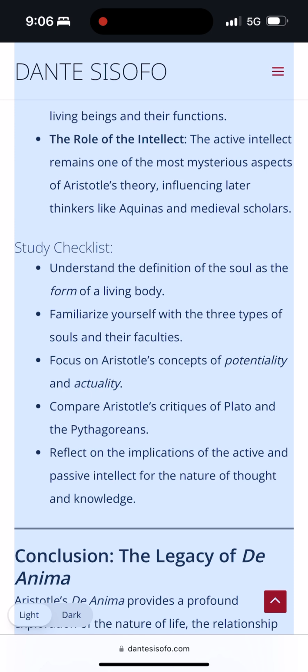Conclusion. The legacy of De Anima. Aristotle's De Anima provides a profound exploration of the nature of life, the relationship between body and soul, and the faculties that make perception and thought possible. While some aspects of his theory, such as the active intellect, remain subjects of debate, his holistic approach to the soul has had a lasting impact on the fields of psychology, metaphysics, and philosophy. For those seeking to understand the essence of living beings and the roots of consciousness, De Anima is an essential text.